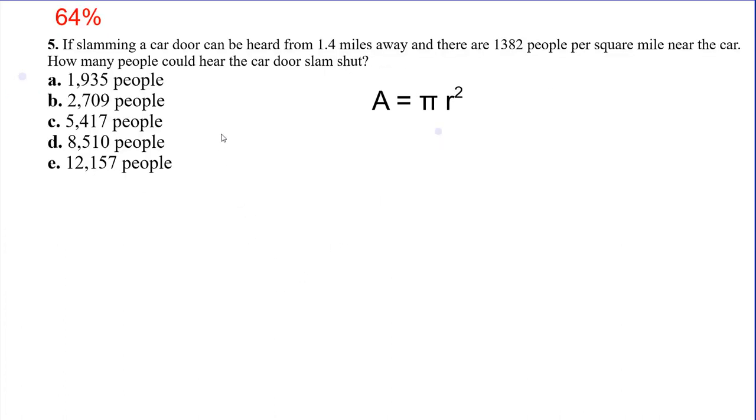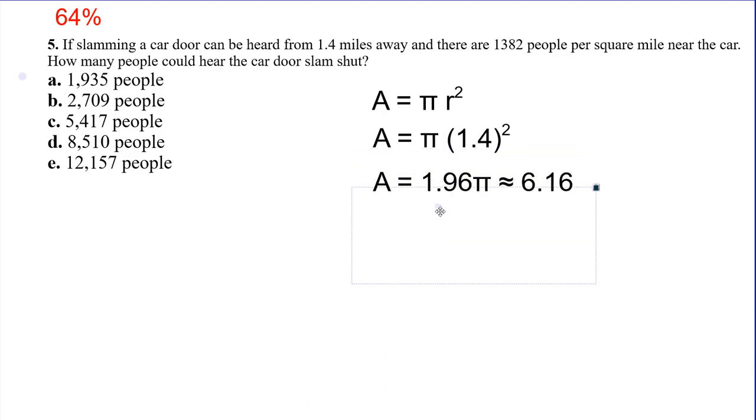If slamming a car door can be heard from 1.4 miles away, and there are 1,382 people per square mile near the car, then how many people could hear the car door slam shut? First thing we want to do is find the area. We're not dealing with circumference, we're dealing with area, so we need to take the radius and square it. So 1.4 squared is 1.96, and then pi. But because we don't want to deal with pi in our answer, we multiply it by pi to get a decimal, which is approximately 6.16.